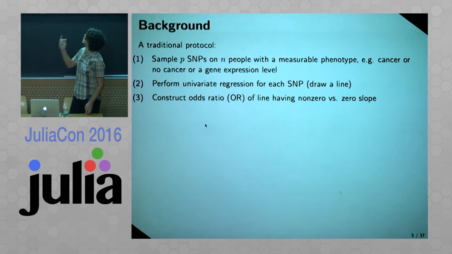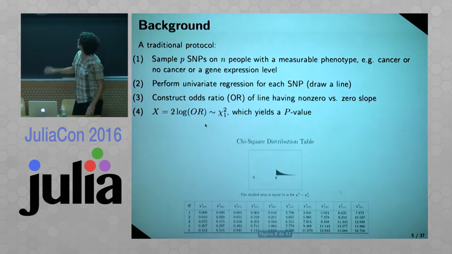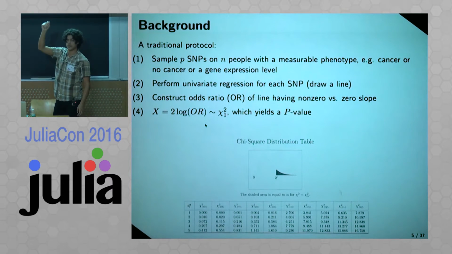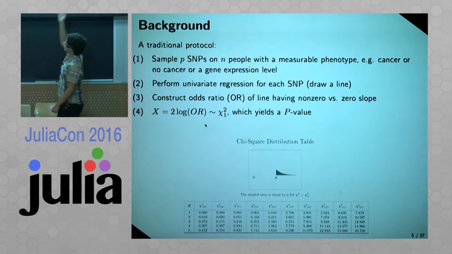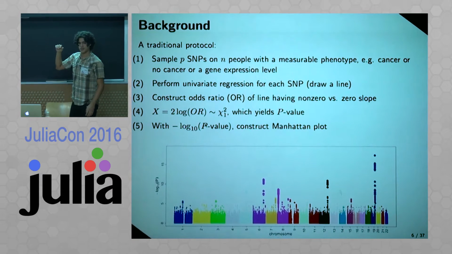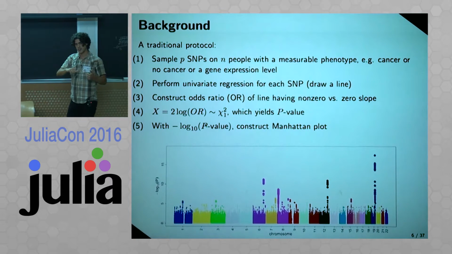And this is a precursor to obtaining a p-value, right? Because 2 times the log of that odds ratio gives you a chi-squared distribution with 1 degree of freedom. And so you can just look up the p-value on one of these chi-squared tables. From there, you can plot all the p-values on what's called a Manhattan plot.